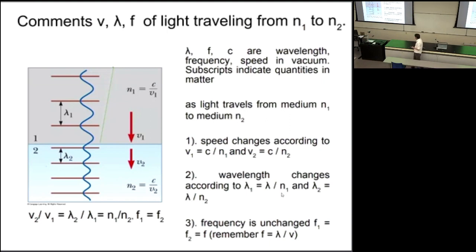So let me say a little bit more about the significance of this refractive index. We said that air has a refractive index that's just, you know, part in a thousand larger than one. Water, refractive index about 1.3. Ice also has a refractive index of about 1.3. A diamond has a much bigger refractive index. Can't remember the number, but it's almost 3.